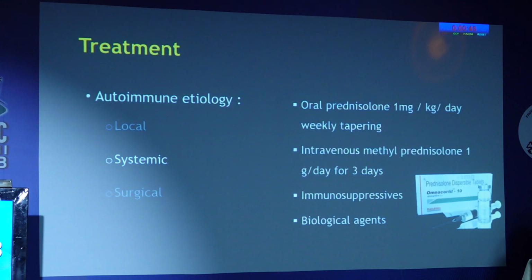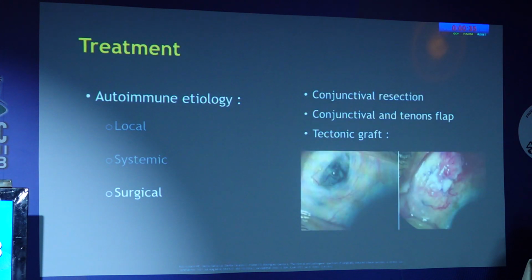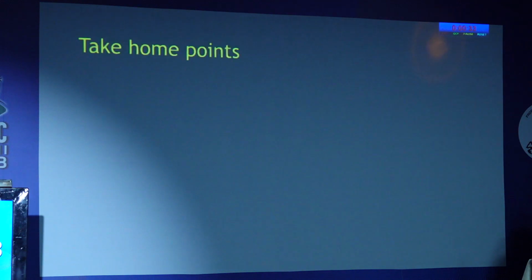In spite of adequate medical management, if still the disease is progressing or if there is an impending perforation, surgical management such as conjunctival resection, conjunctival Tenon's flap, or a tectonic graft must be done in order to preserve the globe architecture. So we've almost come to the end of our lecture, and I would like you to take these 5 points home.